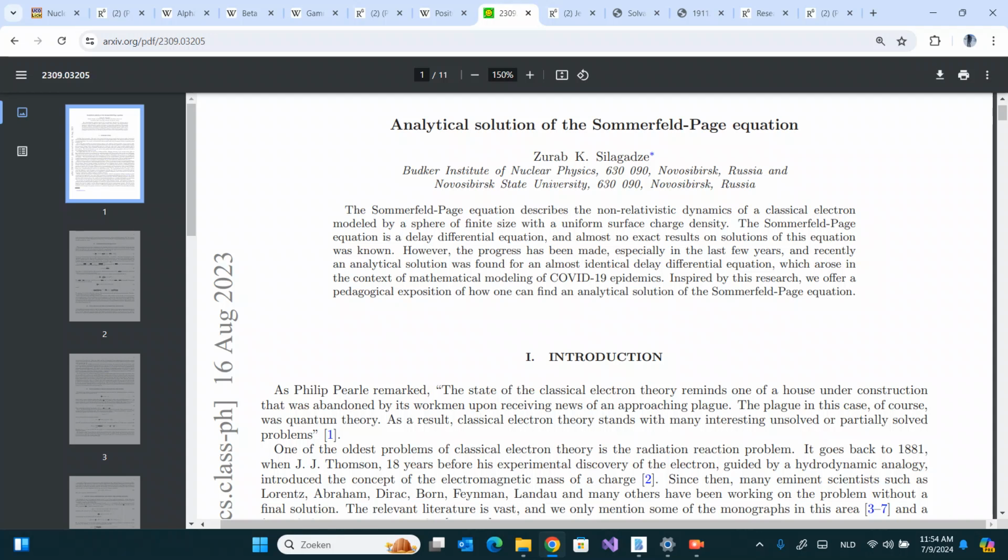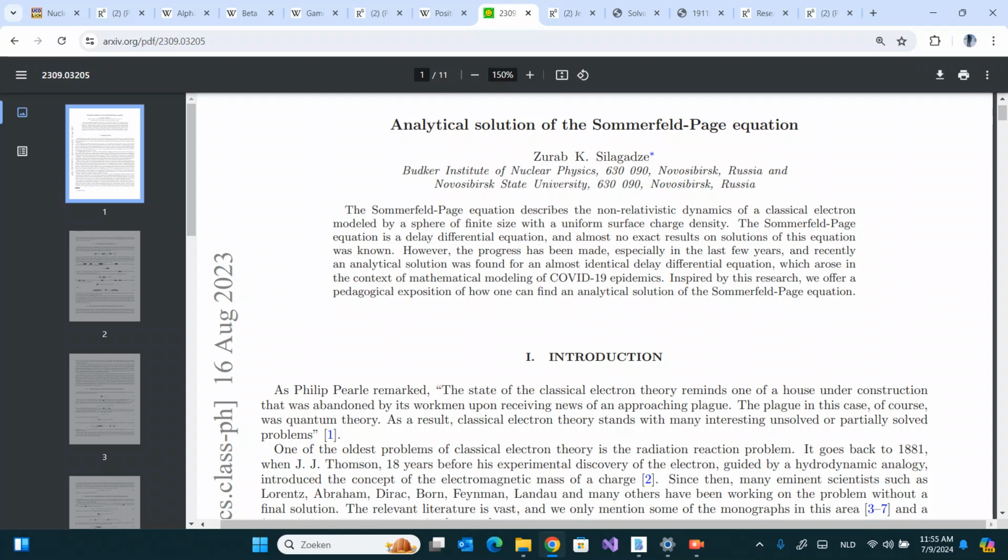But he quotes an American professor of physics, Philip Pearl, from one of the oldest colleges in the US, actually, Hamilton College, where in a series of papers and articles that got edited by Teplitz, he says the state of the classical electron theory reminds one of a house under construction that was abandoned by its workmen upon receiving news of an approaching plague. The plague, in this case, of course, was quantum theory.